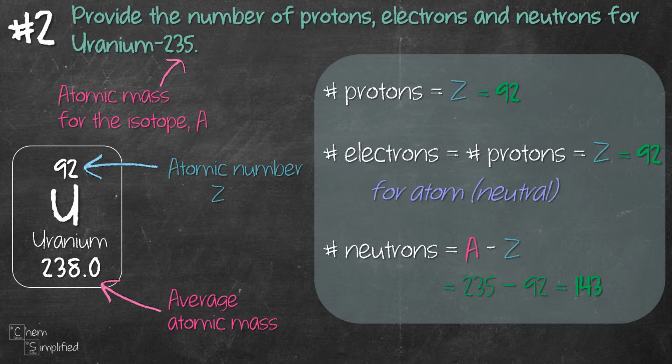If you got 146, you must have taken 238 minus 92. That's a common mistake. The reason it's wrong is because this example is asking us to find the number of neutrons for the uranium-235 isotope. Therefore, you're going to have to subtract from 235, not 238.